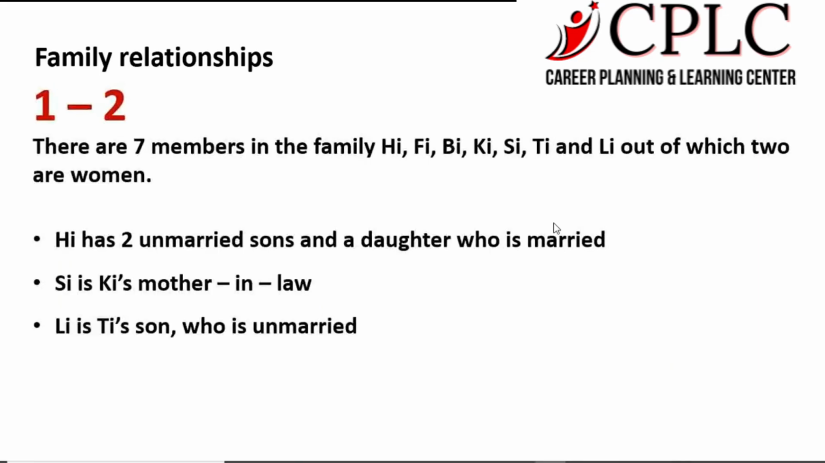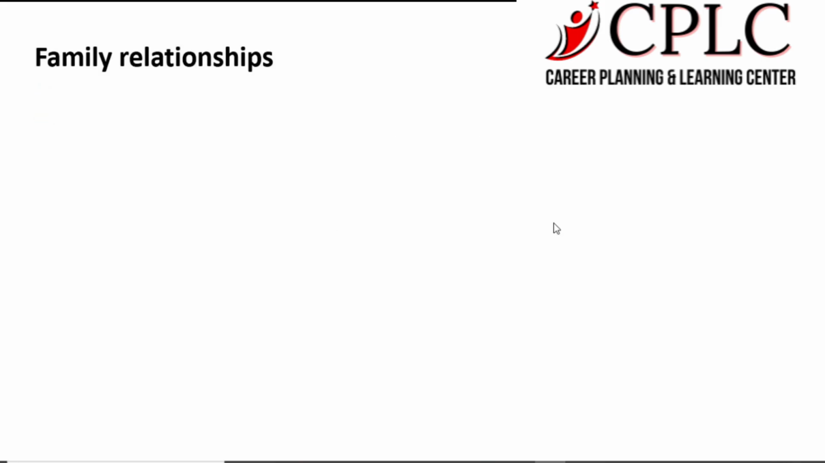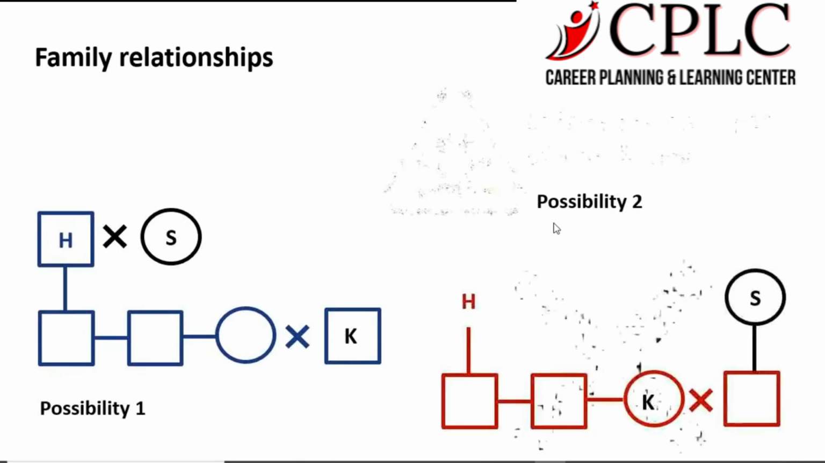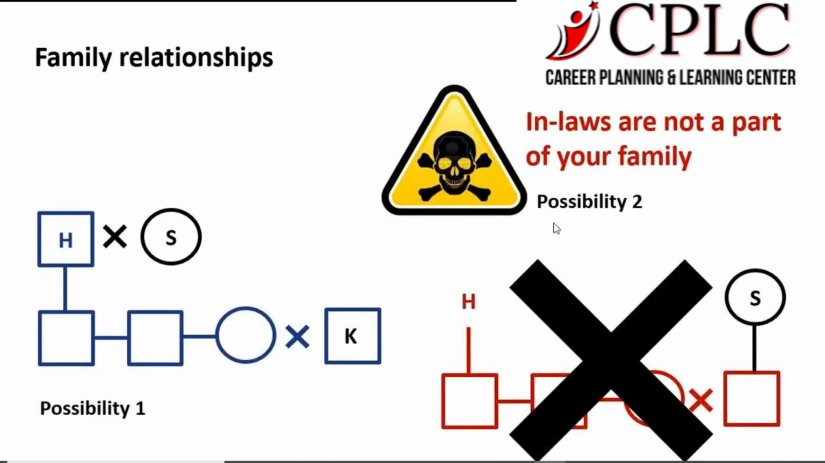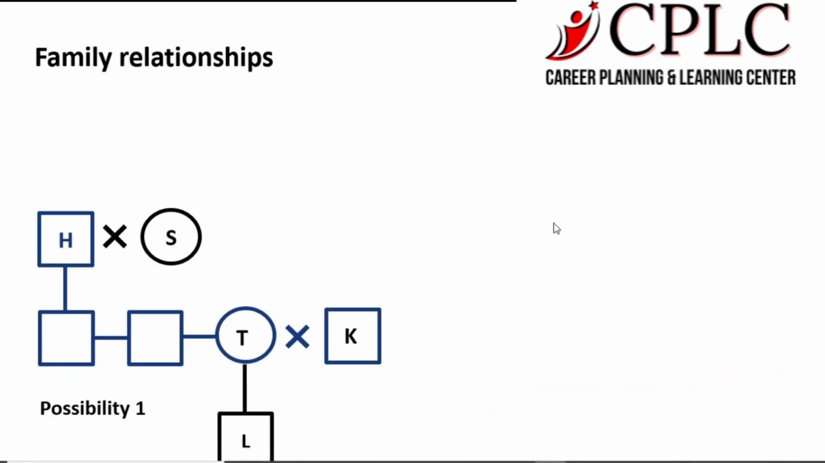Let's look at the third and last statement. L is T's son, who is unmarried. So T has a son who is L. If you look at the diagram, there's only one married person left out, the female, K's wife basically, on the right side of the diagram, the blue diagram that we are talking about. And L is T's son. So T has to be that lady and L is her son, something like this.